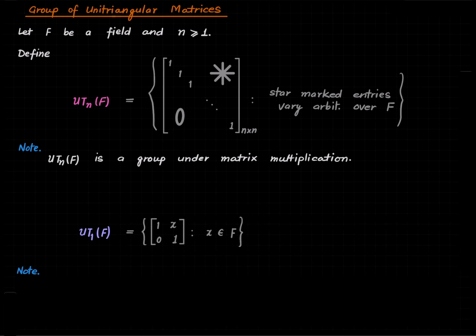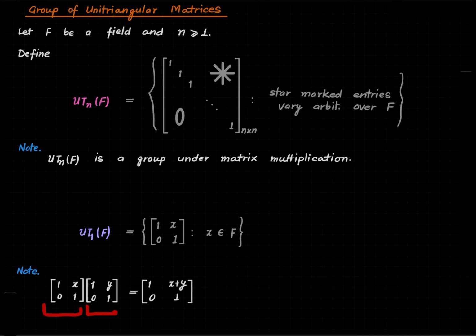In particular, if you take n equal to 1, you get this set. UT1F would be this set. And interestingly, if you multiply two things from UT1F, if X is the entry here and Y is the entry there, the multiplication is this. So really what is happening is, this is basically mimicking the addition that is there over the base field.